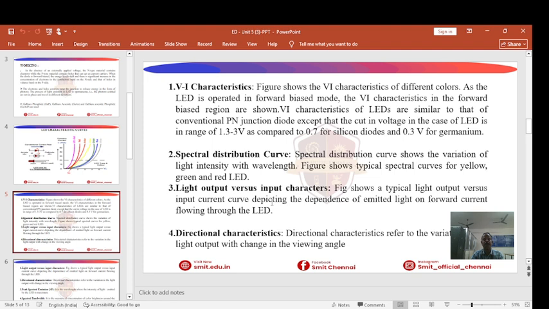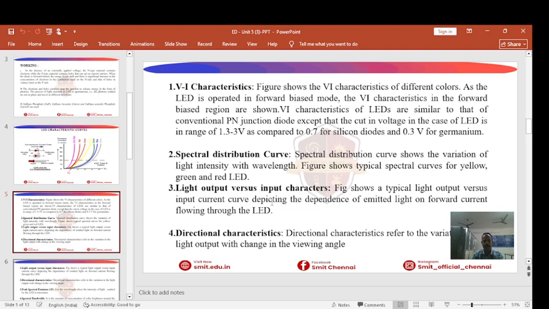Then another important LED parameter or characteristic feature is the spectral emission, that is, the wavelength at which the LED emits the maximum optical power. Then spectral bandwidth, the range of wavelengths over which the LED emits light.